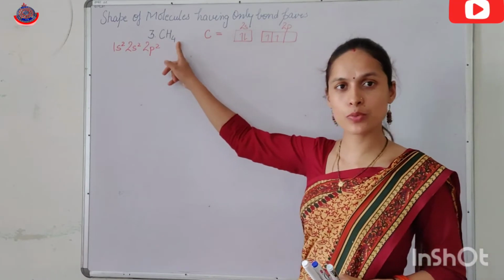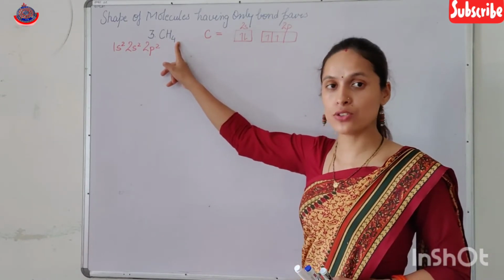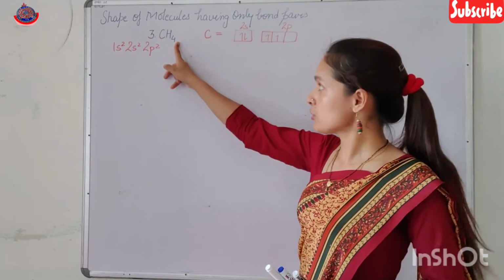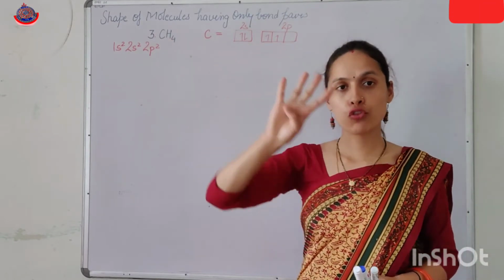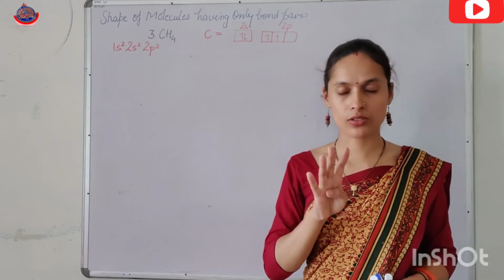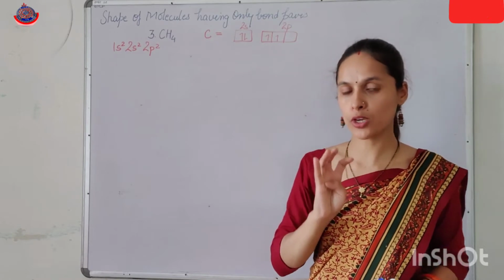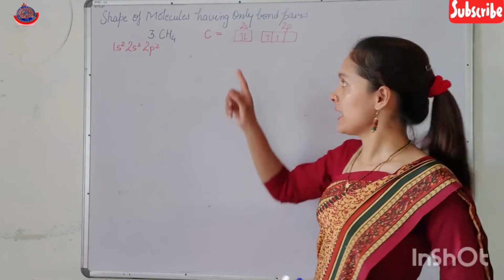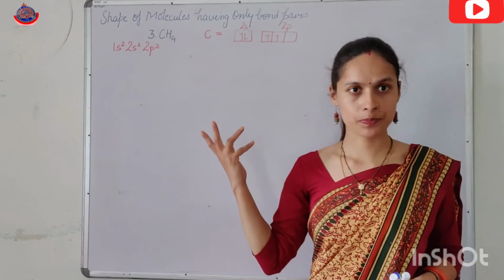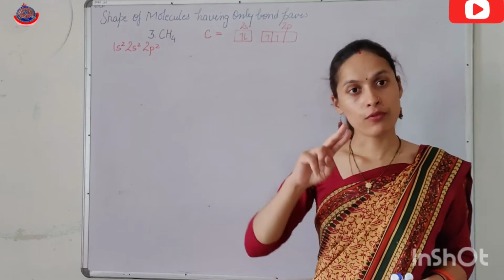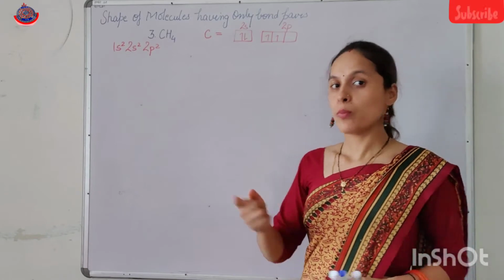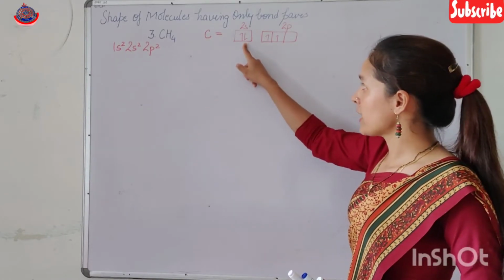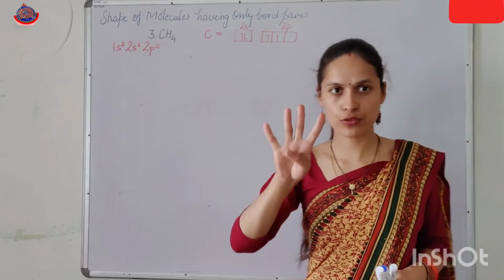Now, how many hydrogens are approaching carbon? 4 hydrogens are approaching carbon. It means we should have 4 hybrid orbitals. We should have 4 atomic orbitals in the carbon which are singly filled. But in the ground state how many do we have? We have only 2. We want 2 more. So by the excitation of 1 electron from here to here, we get 4.